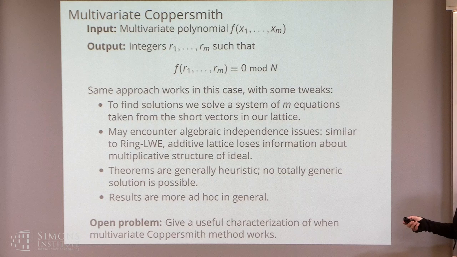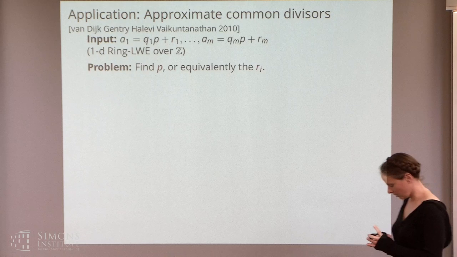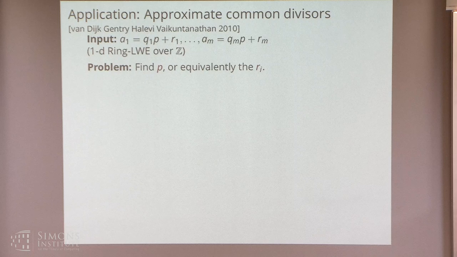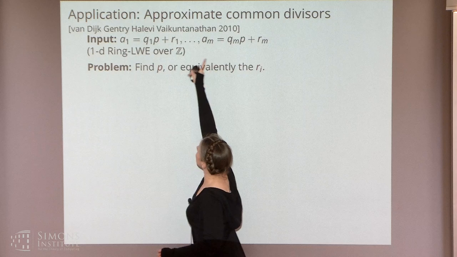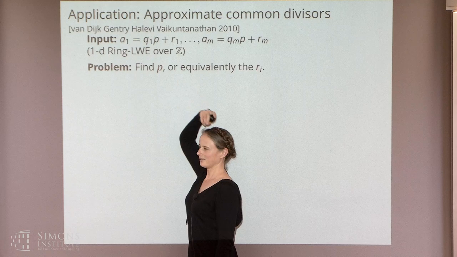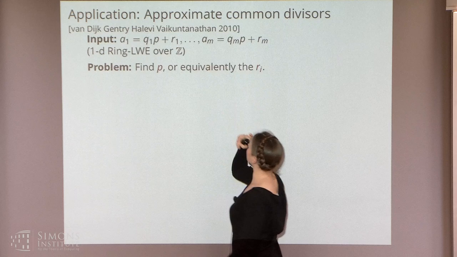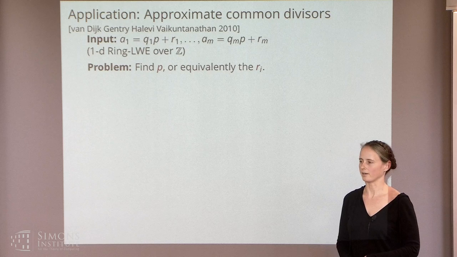So I want to mention a brief application of this to the approximate common divisor problem. We already saw ring LWE. You can think of the approximate common divisor problem as one-dimensional ring LWE over the ring of integers. Your input is this collection of integers, which are multiples of some secret integer p, the generator of our secret ideal, plus some small errors r_i. You get a bunch of these, and the problem is to find p, or equivalently to find some of the r_i's.